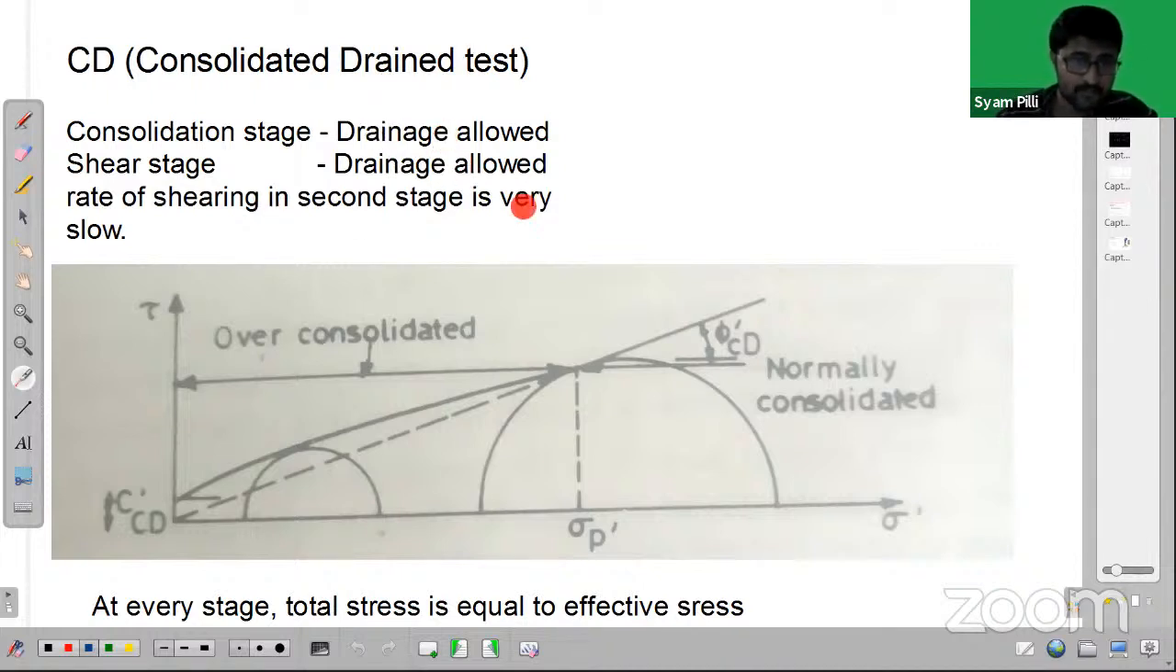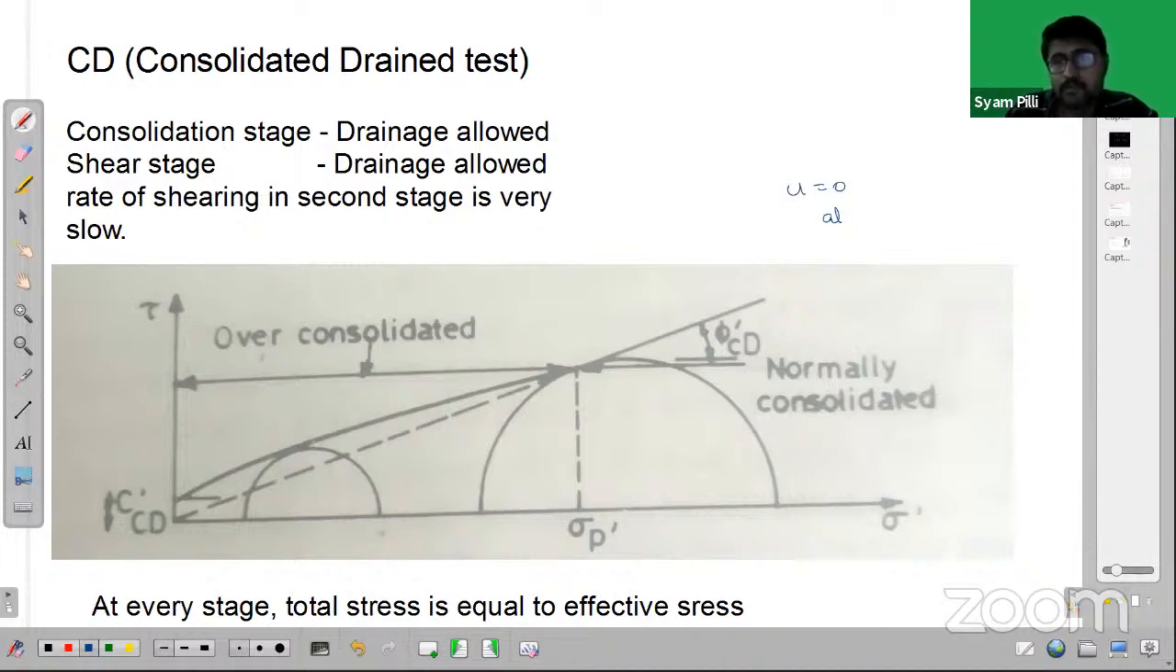Rate of shearing is very slow. That's what we are mentioning. Now here the thing is, at every stage your total stress is equal to effective stress. Here we are letting the water go, so whatever stress you are giving is all transferred into water, and the water is also moving out. So eventually total stress will equal effective stress only. Whatever stress we are giving is effective stress only. You don't have to find the effective stress separately, because additional pore water pressure at every stage is 0.